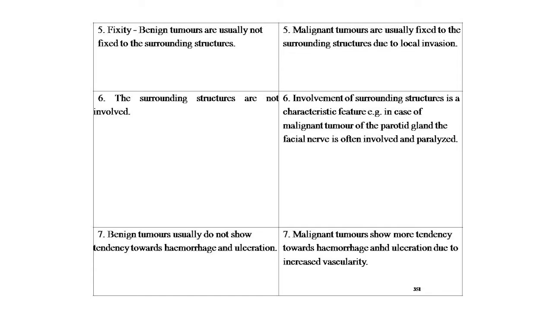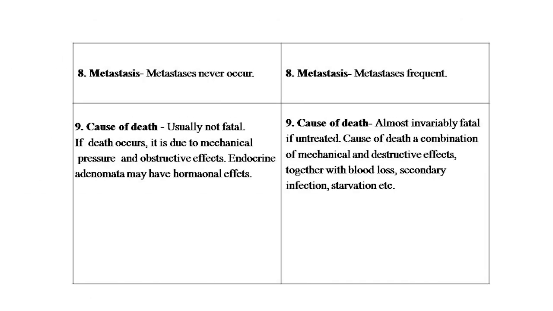Seventh point, the benign tumors usually do not show tendency towards hemorrhage and ulceration. The malignant tumors show more tendency towards hemorrhage and ulceration due to the increased vascularity. Eighth point, of the metastasis: in the benign tumors, metastasis never occurs, and in the malignant tumors, metastasis occurs frequently. Ninth point is the cause of death: benign tumors are usually not fatal. If death occurs, it is due to the mechanical pressure or obstructive effects.